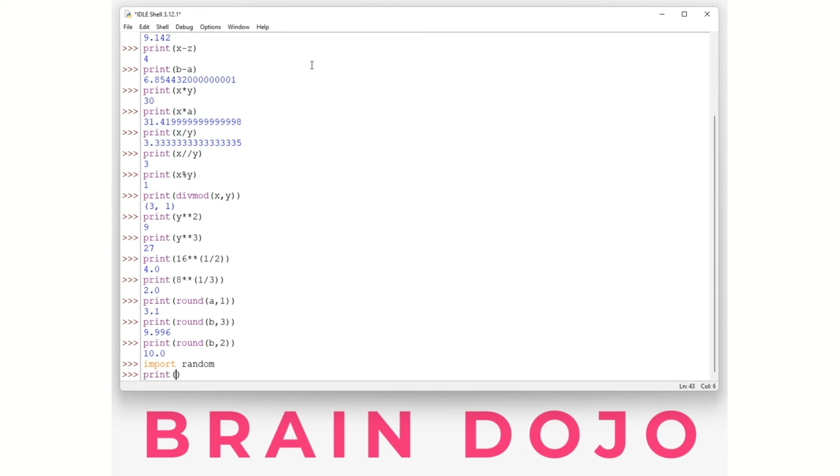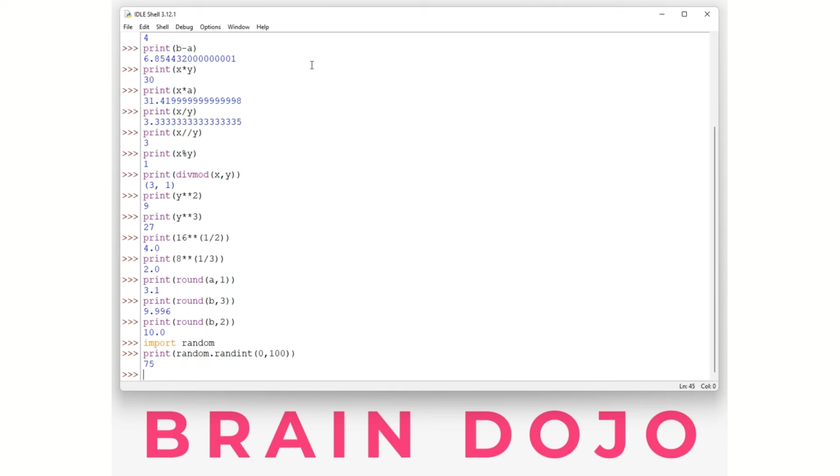So let's say print random dot. So this means it's giving you all the options as well of whatever you can generate using random. But we're going to do randint. Okay, and then within brackets we're going to tell it a range that we want to generate a random number between, let's say, 0 to 100, and it's giving us a random number.